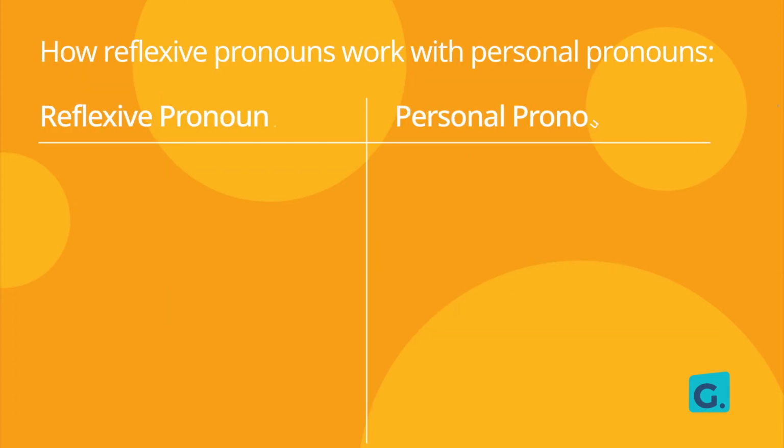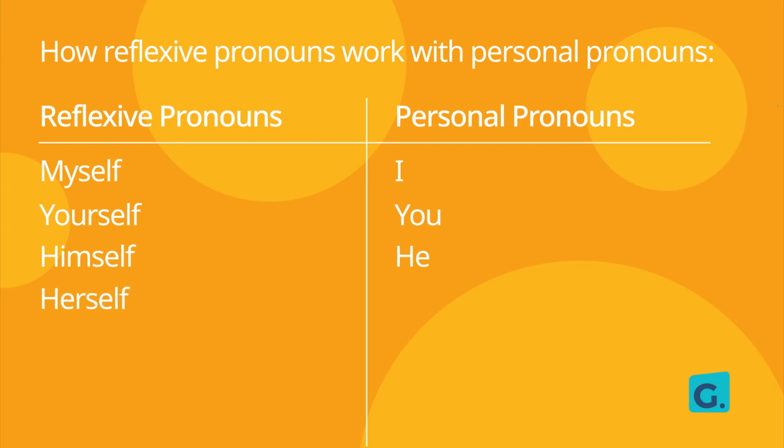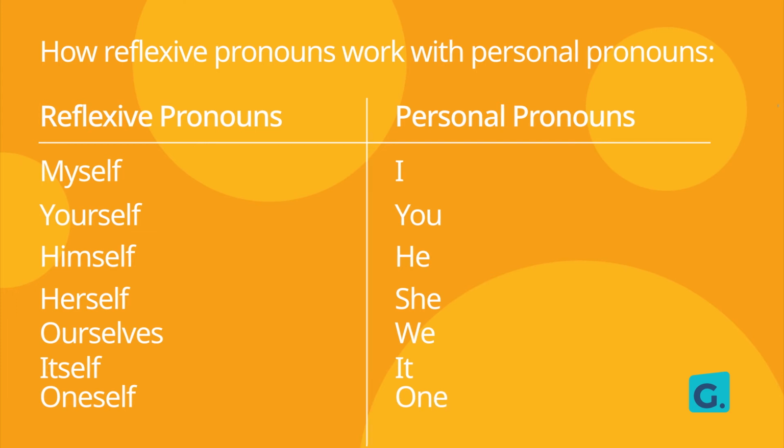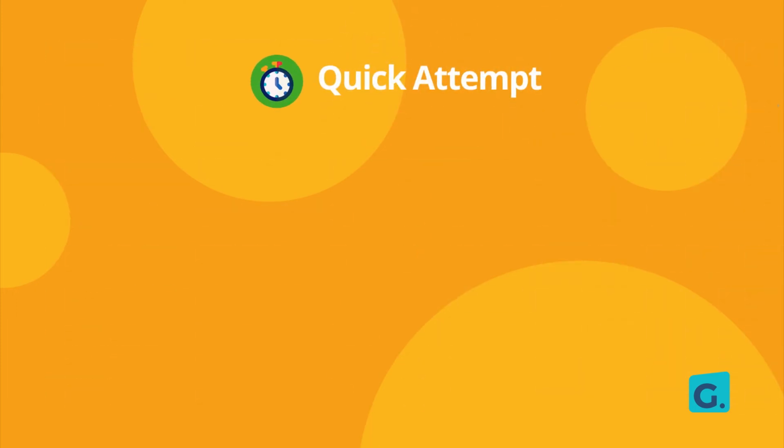Let's check out how reflexive pronouns work with personal pronouns. Myself goes with I. Yourself goes with you. Himself goes with he. Herself goes with she. Ourselves goes with we. Itself goes with it. Oneself goes with one.